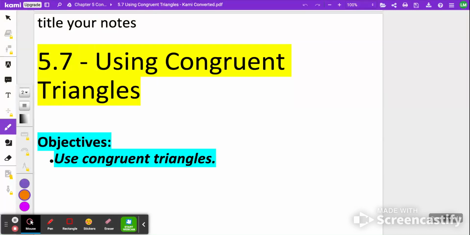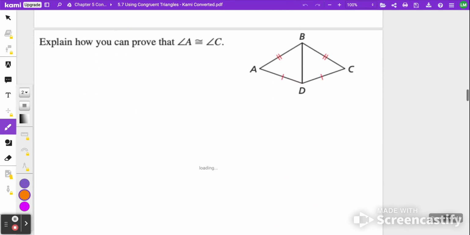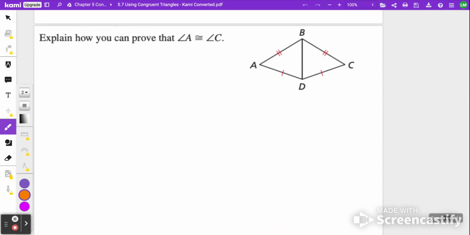Today we're going to be looking at lesson 5.7, using congruent triangles. So we're going to be able to just use them and figure out how we can apply them to different situations. The first one we're going to talk about is how could you prove that angle A is congruent to angle C? One thing you can look at is you know that all three pairs of sides are congruent.